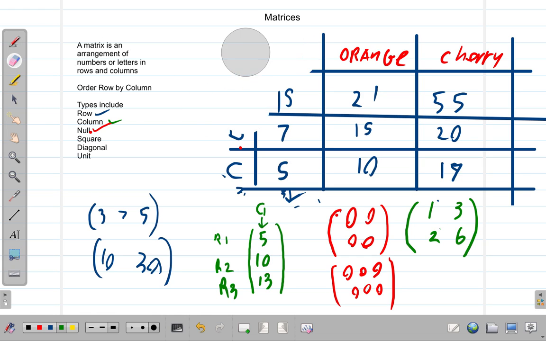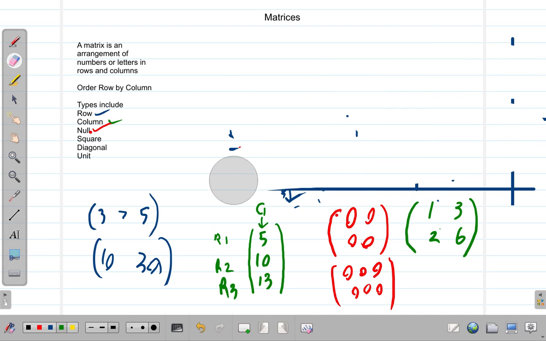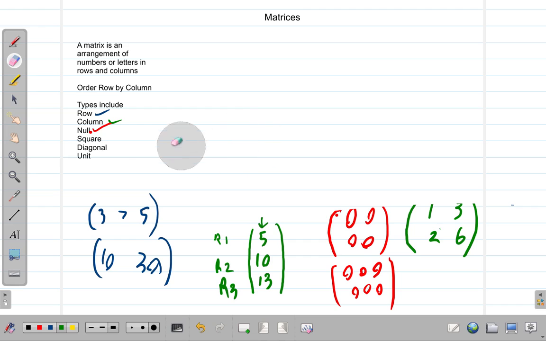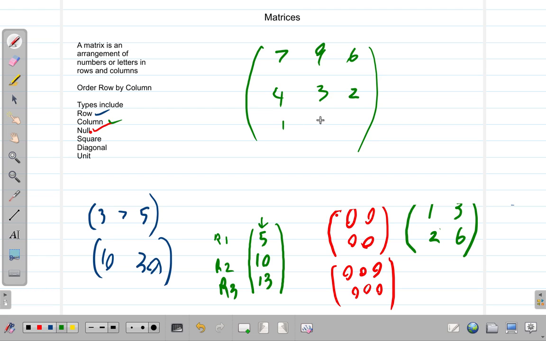You might have another matrix looking like this: 7, 9, 6, 4, 3, 2, 1, 8, 7. You have 3 rows and 3 columns. This is a 3 by 3 matrix. This is a 2 by 2 matrix, and so on and so forth.